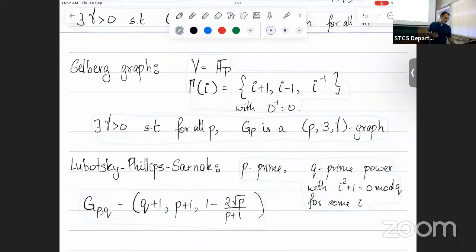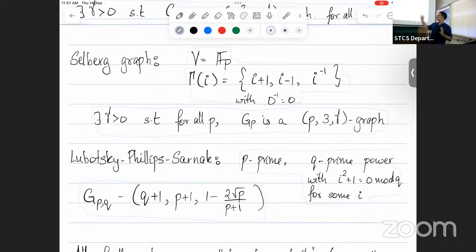Okay. And this G_{p,q} graph is the LPS graph with parameters p and q. The q controls how many vertices you want. The number of vertices is basically you take F_q, but you add a point at infinity, so there are q plus 1 points. And the degree turns out to be p plus 1. But most importantly, the spectral gap that you have.